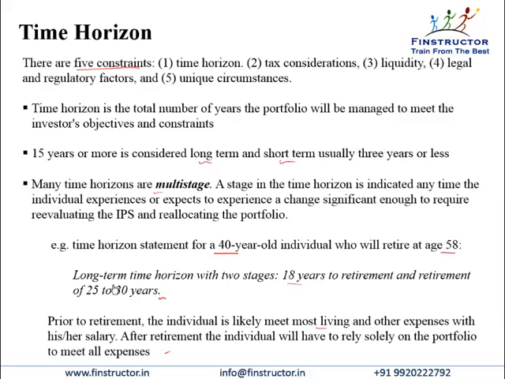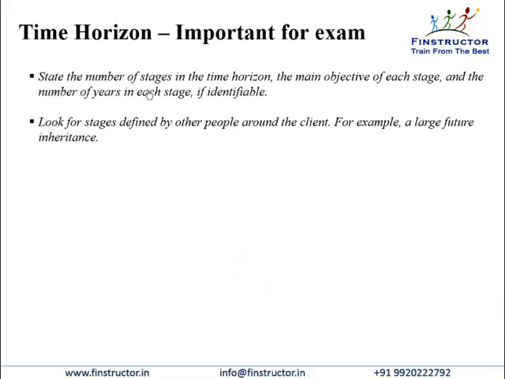Normally the time horizon will be long term and there will be 2 stages. If he is about to retire very soon, then the time horizon may be short term. Retirement generally will be 25 to 30 years for all investors. So just write long term time horizon, 2 stages, 18 years to retirement and so many years after retirement. So state the number of stages in the time horizon, the main objective of each stage, and the number of years in each stage if identifiable.